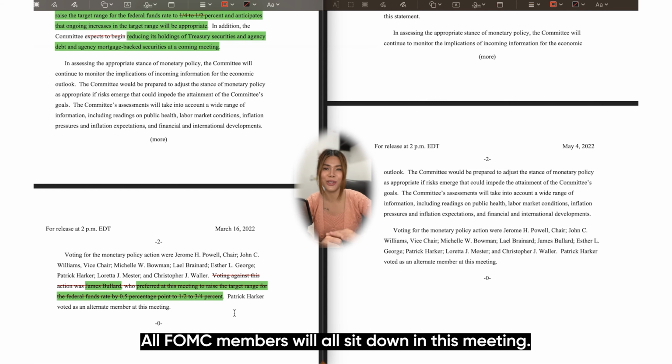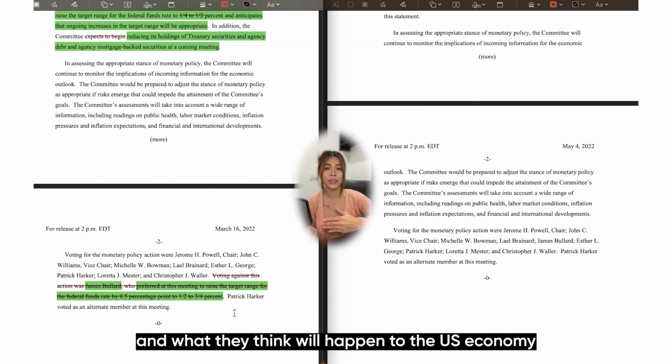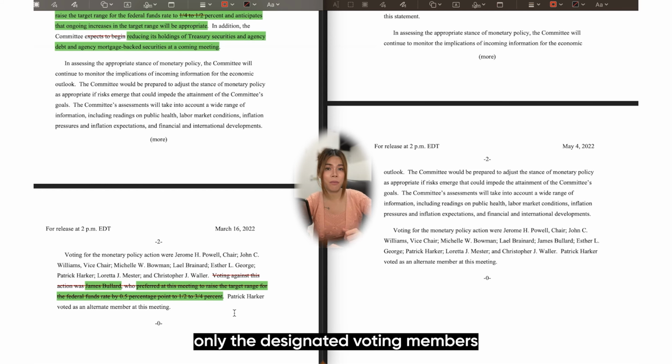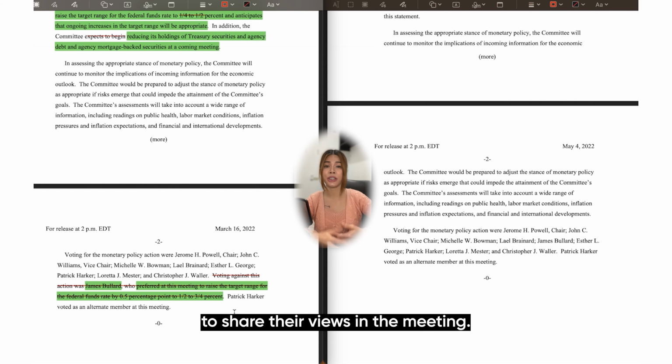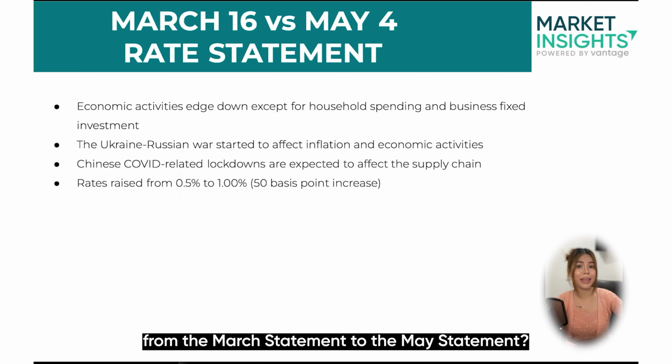All FOMC members will sit down in this meeting. Everyone shares and discusses what happened and what they think will happen to the US economy. But after 2 days, only the designated voting members have the actual right to vote for the monetary policy. The non-voting members still have a lot of influence and voice simply because they are free to share their views within the meeting. So what has changed in general from the March statement to the May statement?